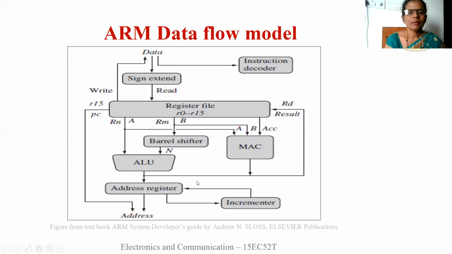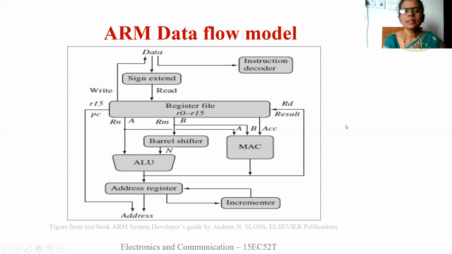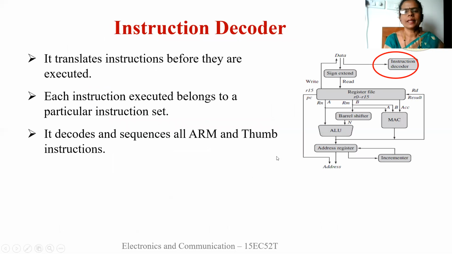Now we'll study one by one the function of each of the 8 elements in the ARM core data flow model. The first one is the instruction decoder. Look at the diagram here. This is the instruction decoder. What is the function of this instruction decoder? The diagram is shown on the right side and it is marked with a red oval line. It means I am going to explain this instruction decoder. Decoder means it decodes the instruction. It translates the instruction before it is executed.